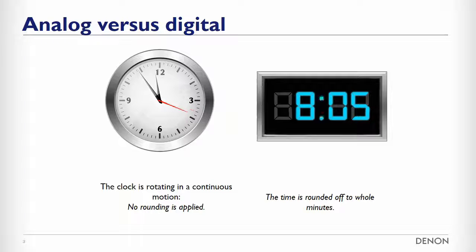Here we see an important difference between analog and digital. The analog clock can indicate any possible value, while the digital clock rounds off the values to minutes. Of course, the precision of the digital clock can approach the precision of an analog clock by increasing the resolution of the digital clock, by adding an additional value in seconds, for example.